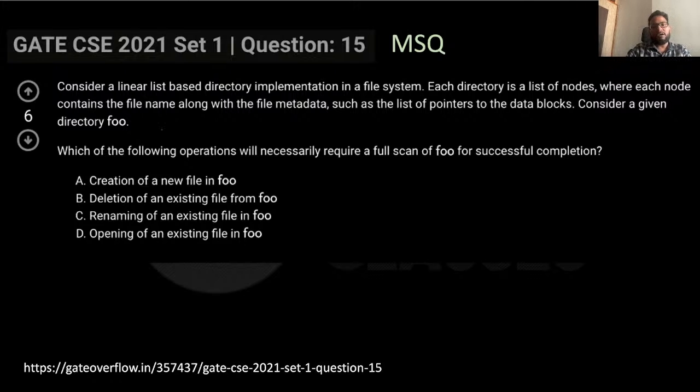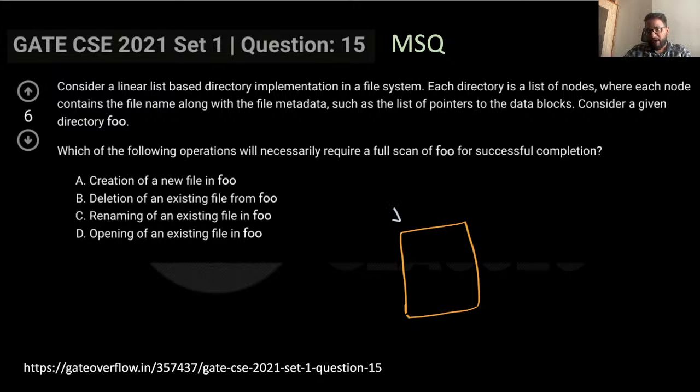Now what they are saying, consider a linear list based directory implementation in a file system. Each directory is a list of nodes where each node contains a file name along with the file metadata. So they are saying the directory implementation of the file system, each directory is a list of nodes. Okay. So in each directory you have a list of nodes where each node contains a file name along with the file metadata. So the directory means just an inode for the directory. Okay. Directory means inode for the directory.